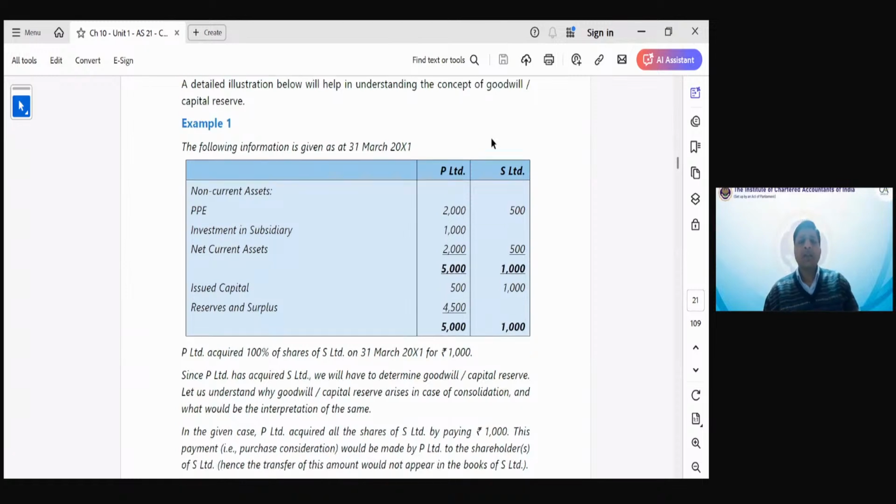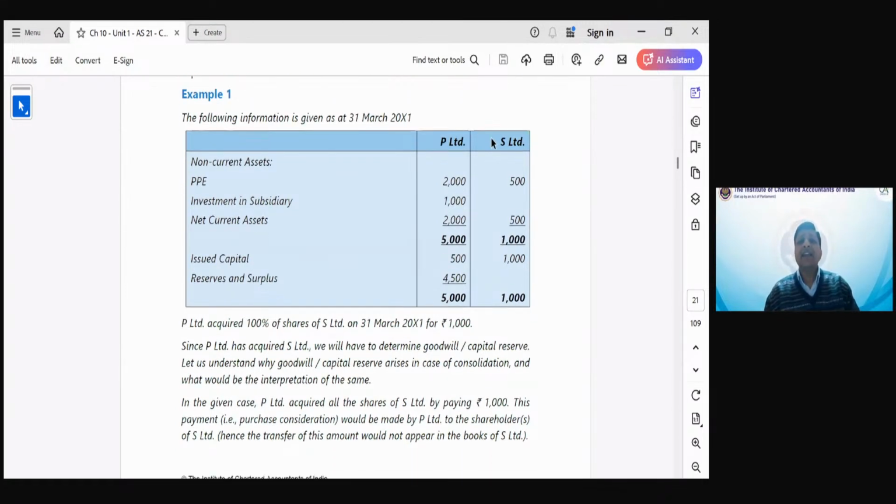The following information is given as at 31st March X1. Two companies, P and S: non-current assets, PPE, investment in subsidiary by P in S, net current assets of the two companies, then the capital of the two companies, reserves and surplus only in case of P. P Limited acquired 100% shares of S Limited on 31st March, which is also the date of reporting. So on the day when the balance sheets of the two companies are given to us, acquisition has taken place.